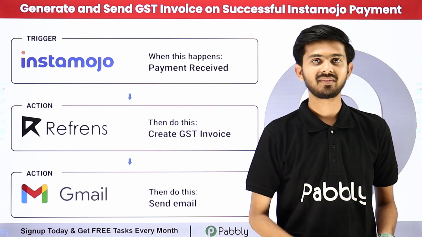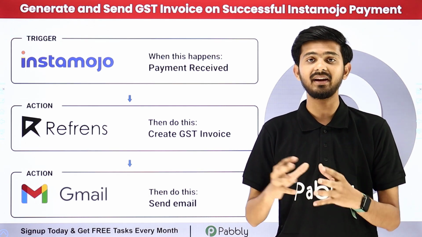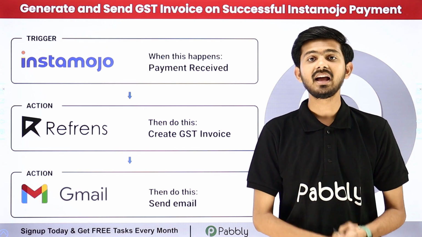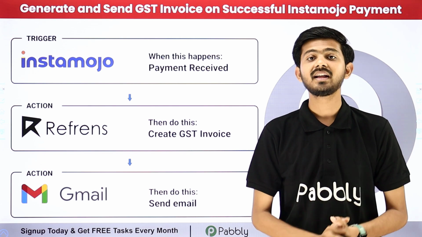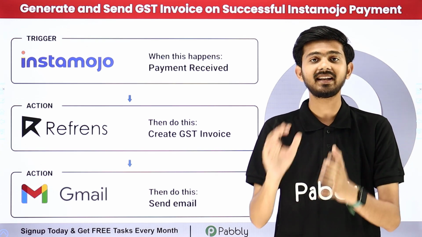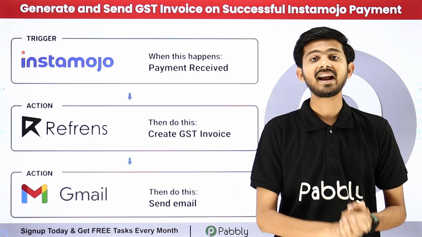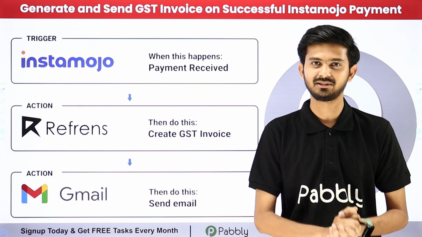Today our topic is how to generate and send GST invoice on successful Instamojo payment. So here my objective is that whenever I receive a new successful payment through Instamojo, I automatically capture that payment detail, and if in that payment detail I get the GST detail of my customer, then by using all those details, I first generate a GST invoice by using reference. And after generating that invoice, I send that invoice via email to my customer.